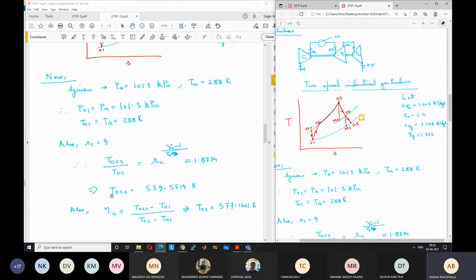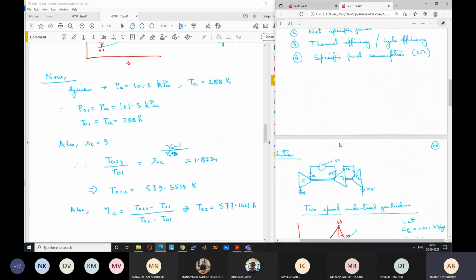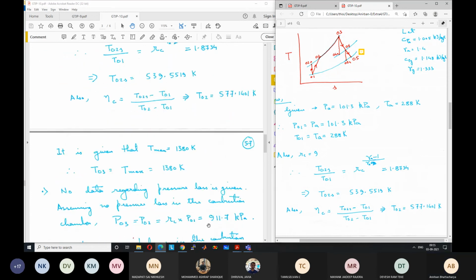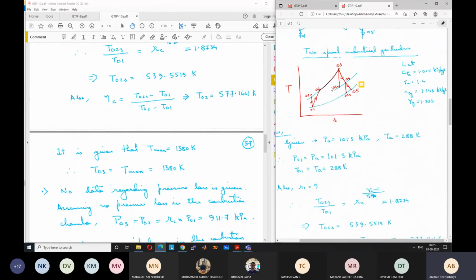Once you derive T02S, the definition of compressor efficiency is T02S minus T01 by T02 minus T01. It is given as 0.87. T01 and T02S are already known, so the only unknown is T02. You can calculate it; it comes out to be 577.1401 Kelvin. So this point is known. What about T03? It is already given as the maximum temperature, 1380 Kelvin.